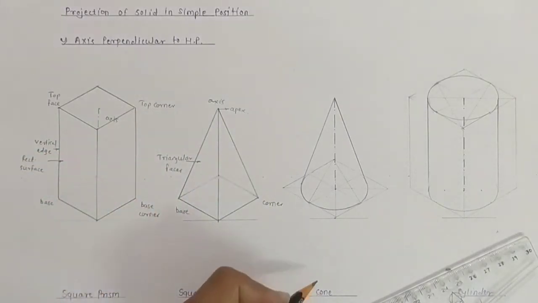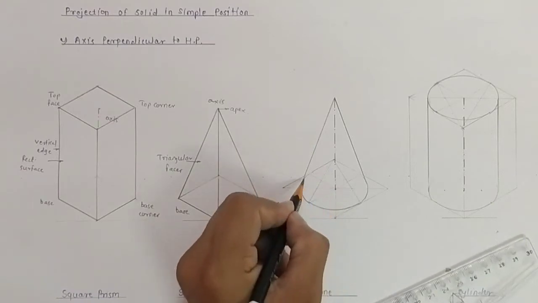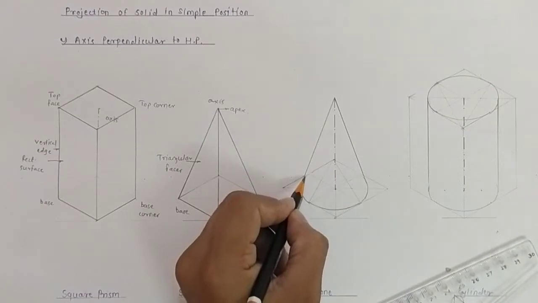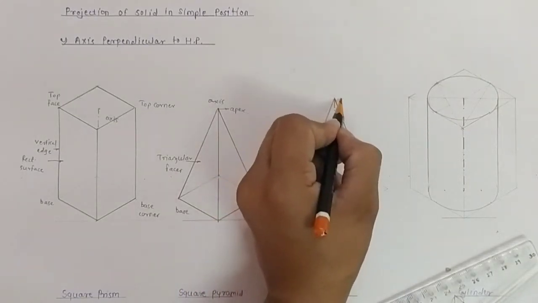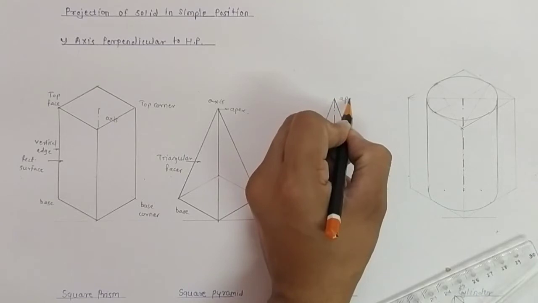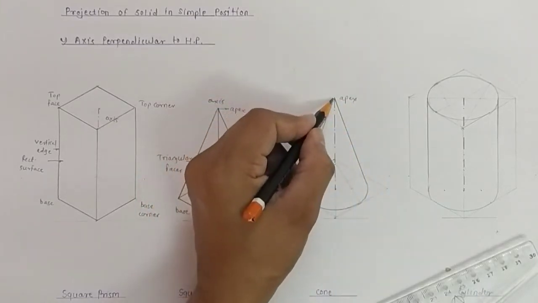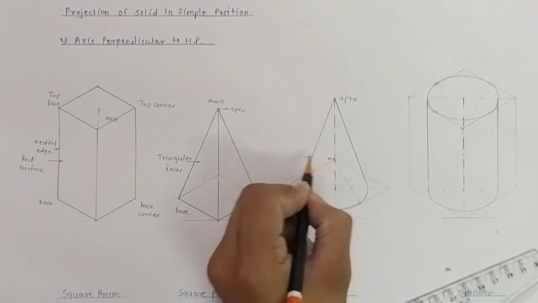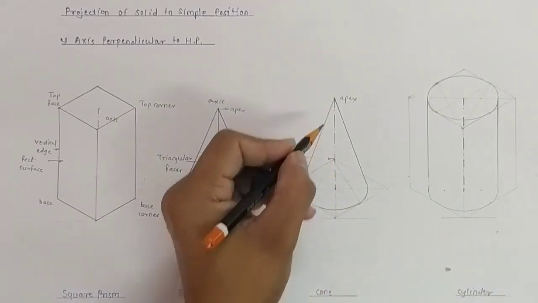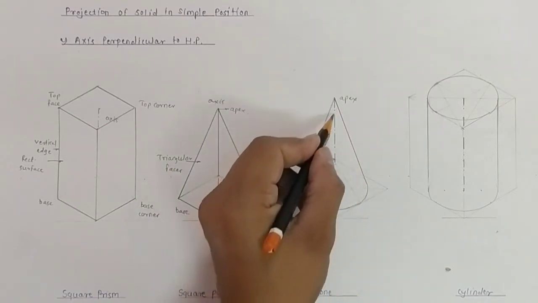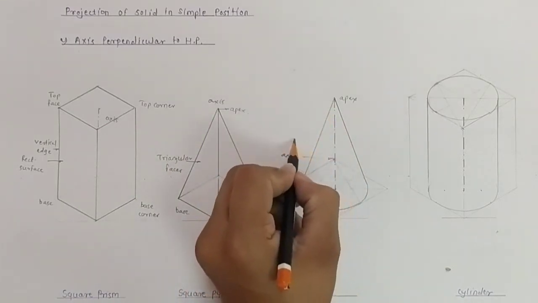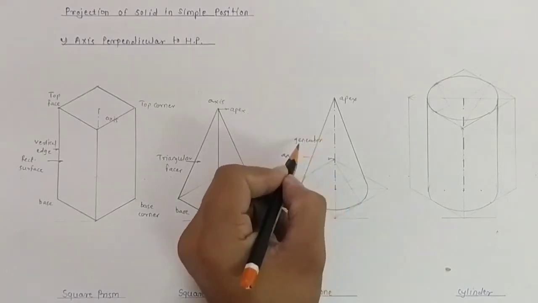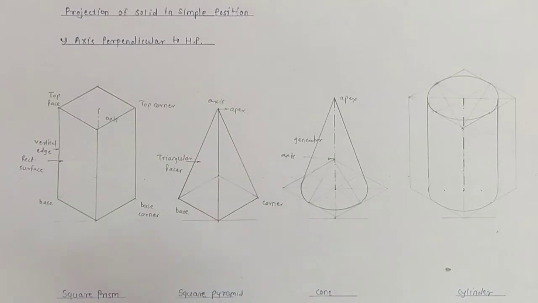Now move on to the cone. A cone consists of a base, which is a circle. It is intersected at one point at the top, which is called the apex or vertex. An imaginary line passing through the apex and joining the center is called the axis. Now these lines which intersect at the apex represent the generators of a cone. So this is related to the cone.